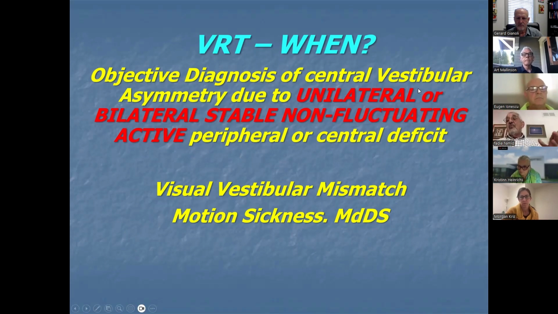I see a lot of patients that have non-specific dizziness, honestly. Sometimes even postural dizziness are sent to vestibular rehab now. I don't know if this is your experience, Jerry and Eugene.